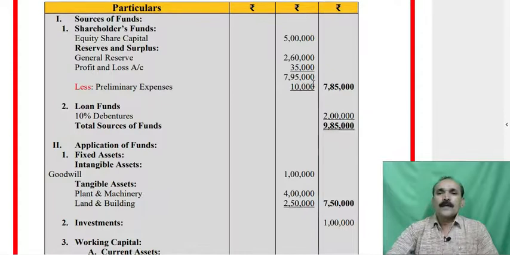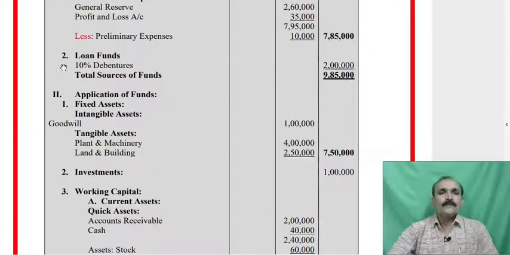Total 7,95,000, less accumulated losses or preliminary expenses 10,000. After deduction of preliminary expenses, the balance is 7,85,000. Loan funds: 10% debentures 2 lakhs. Total source of funds 9,85,000.